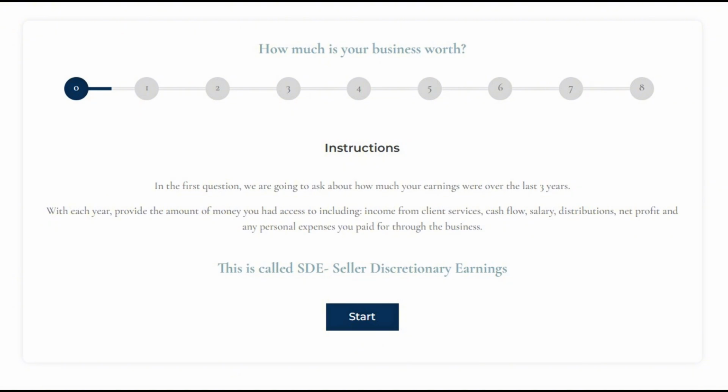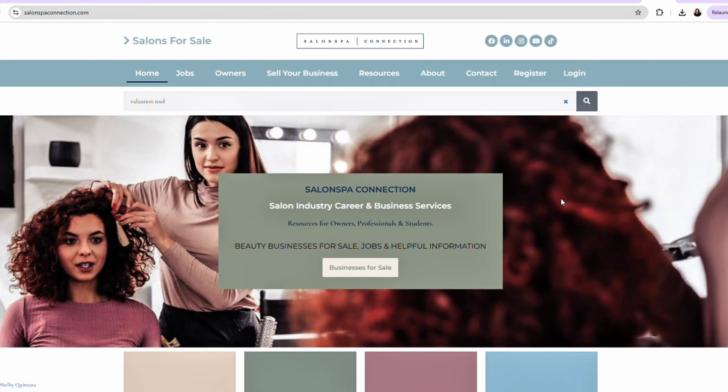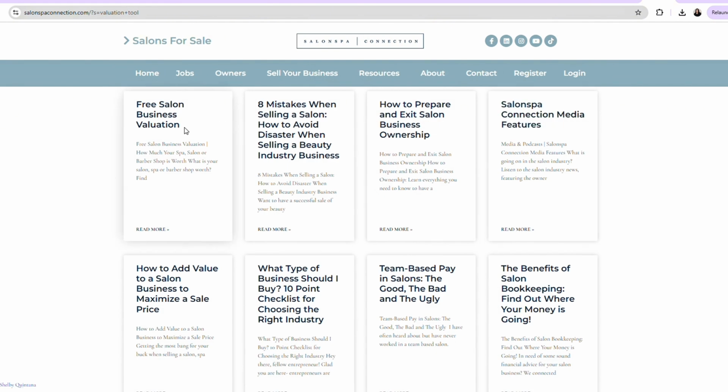In order to use the calculator to the best of its abilities, it will be helpful if you know your numbers. It's also important to know that the results in our tool should not be used to justify a selling price independently. There is much that goes into valuing a beauty business. Your results from our calculator should serve as a good starting point. The calculator valuation tool is only as reliable as the information you enter.